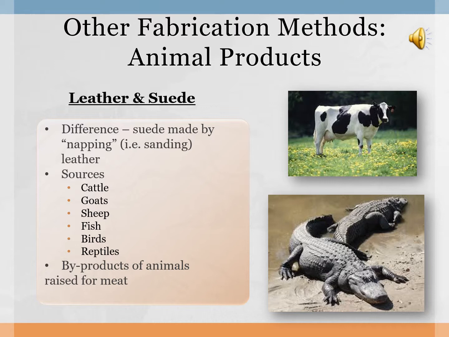The leathers are a byproduct of the animals that are raised for meat. So for example, with a cow, the meat goes for food, and then the skins are used for the leather to be used as a fabric.